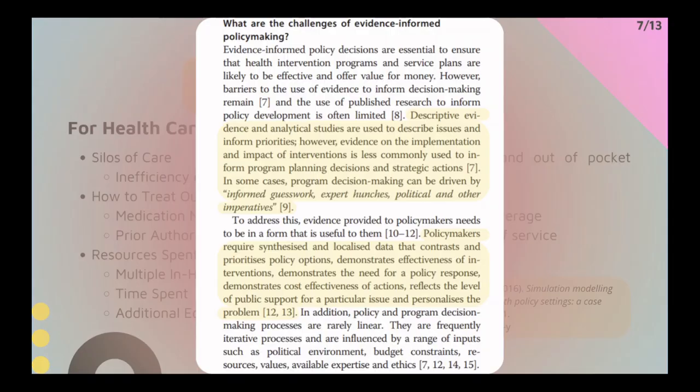Policymakers require synthesized and localized data that contrasts and prioritizes policy options, demonstrates effectiveness of interventions, demonstrates the need for a policy response, demonstrates cost effectiveness of actions, reflects the level of public support for a particular issue, and personalizes the problem.